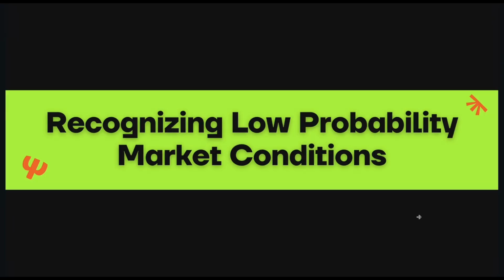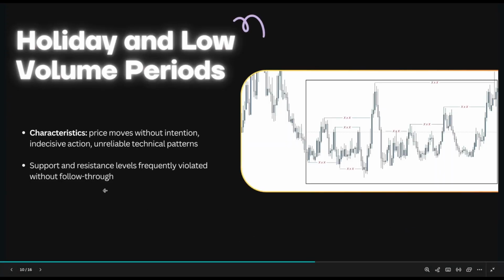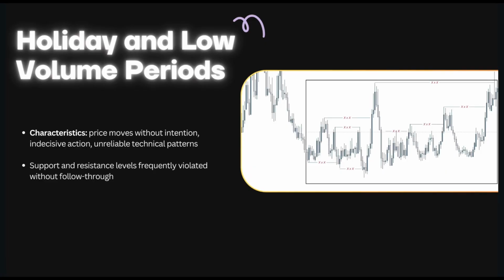Alright, so now let's talk about recognizing low probability market conditions. And we're going to kick this off with holiday and low volume periods. Holidays, especially USD bank holidays, kill volatility, especially in Forex. Even if you find a technical setup, it's more likely to fail. Indices might still have some action, but Forex is usually dead. Better to just skip these days.